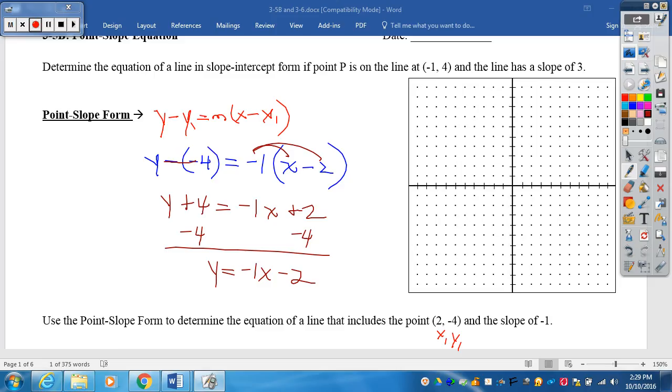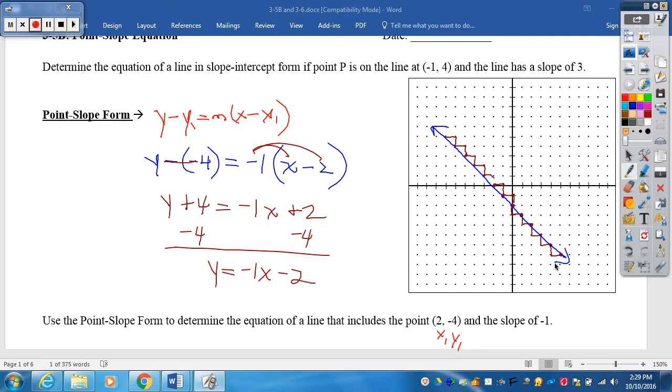If I go ahead and graph this equation of this line, y equals negative 1x minus 2, doing my y-intercept first, -1 slope. I can either go up 1, over 1, or I can do down 1, over 1. Either way, I have a -1 slope. Okay, I can do that. I can graph that line right there.